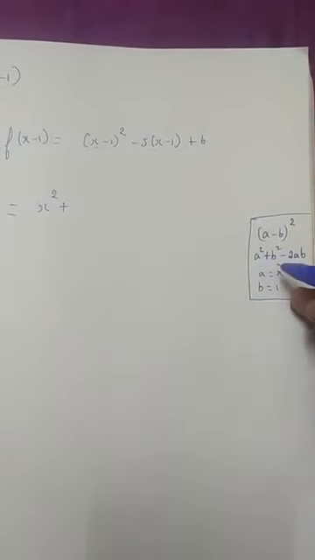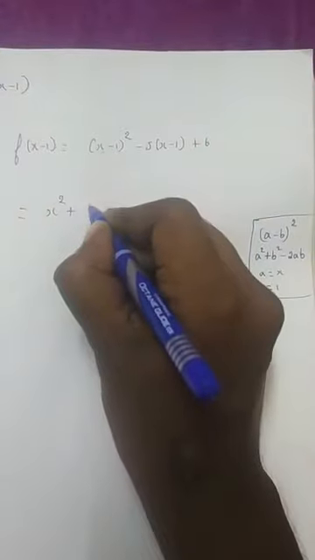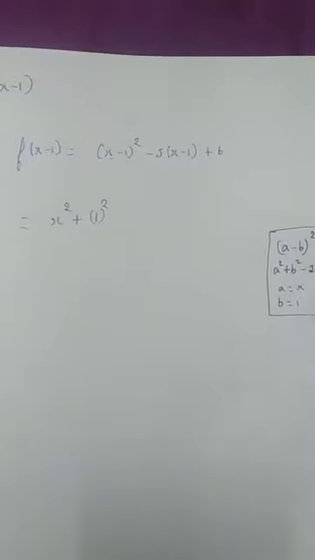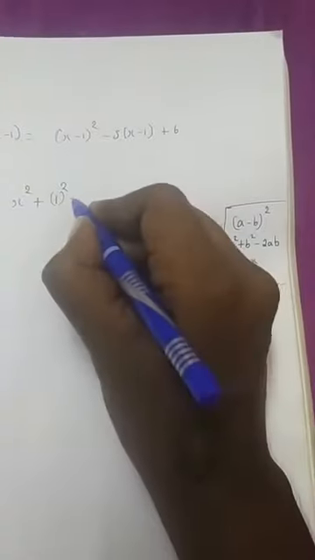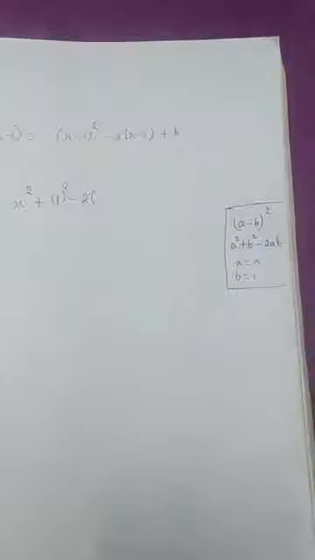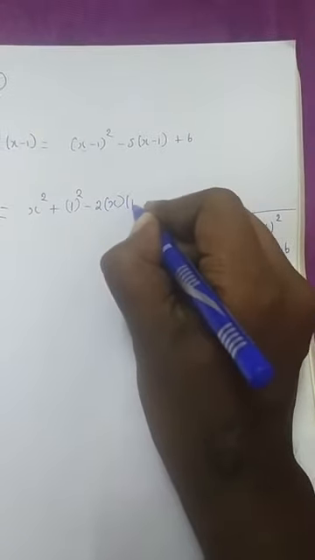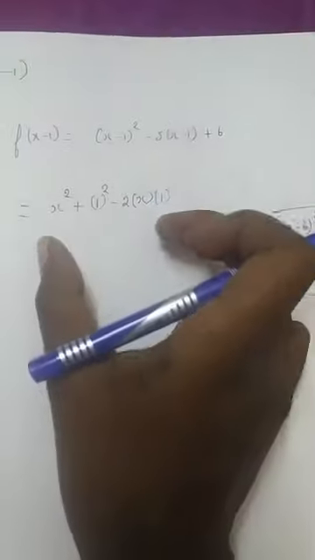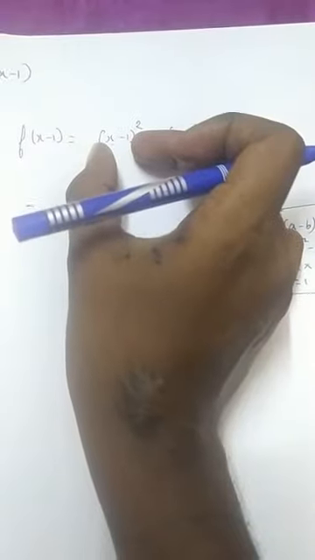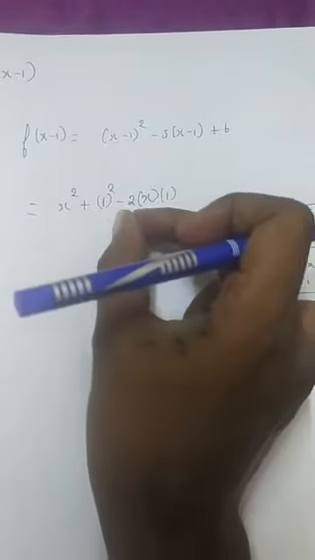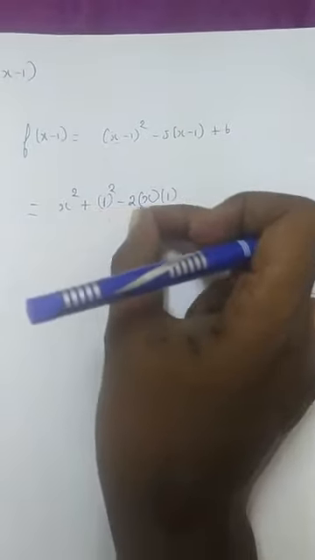So a square plus b square. B square is 1 square, right? Minus 2 into a into b. Minus 2 into, what is a? X. Into b. What is b? 1. Right? So this is for this value. X minus 1 the whole square is equal to x square plus 1 square minus 2 into x into 1. That is a minus b whole square, a square plus b square minus 2ab.